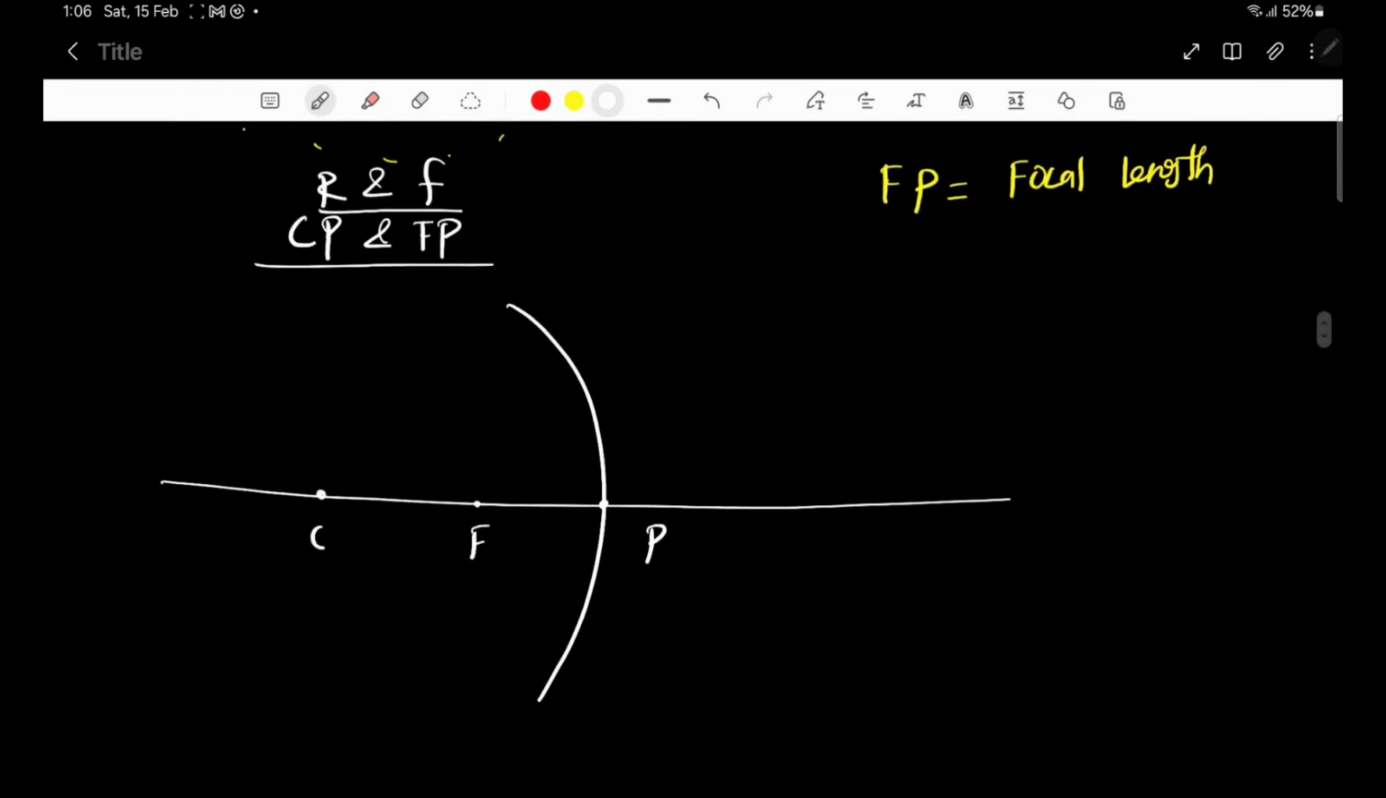Now imagine one light ray that is parallel to the principal axis, and it is falling on our concave mirror. You know what will happen, right? After getting reflected, this light ray will pass through the focal point. Is it right? And let me call this point of incidence M.